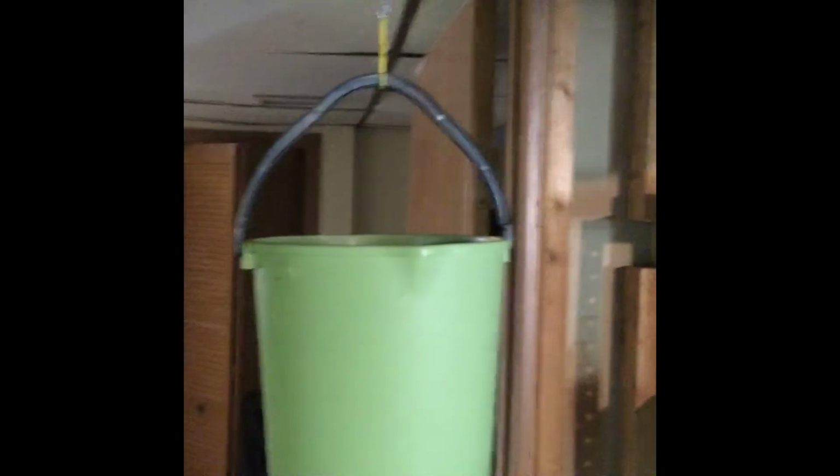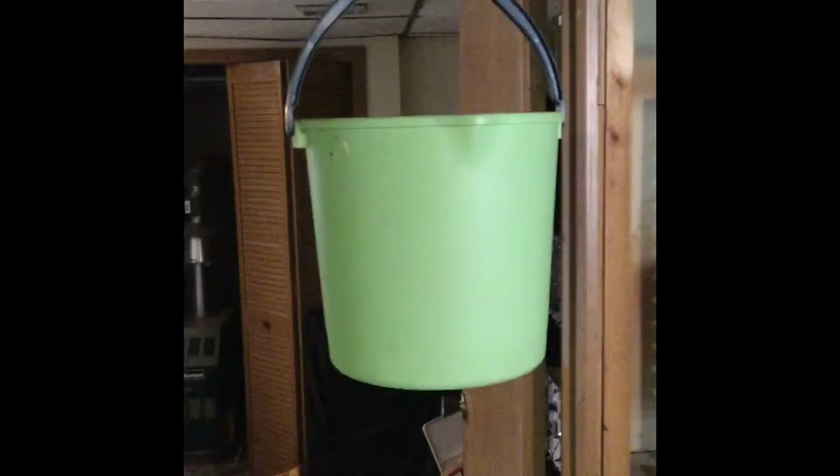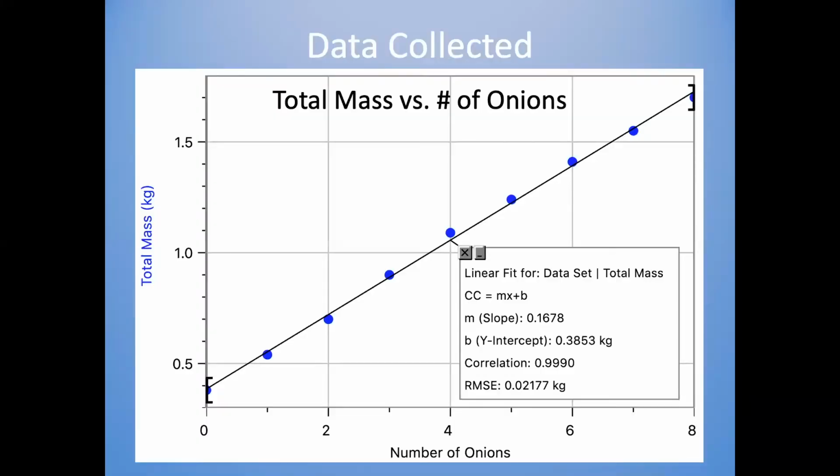And then, as we add onions to the bucket, that mass changes, and then we can get it. We also need to figure out the mass of the onions without the bucket. So what we did there is we actually just used the bag that the onions came in, and then weighed them each individually, and that's how we got our average. Let's switch back to that graph. So this is the data we collected for the total mass of the system compared to the number of onions. And as you can see, it ended up being pretty linear.